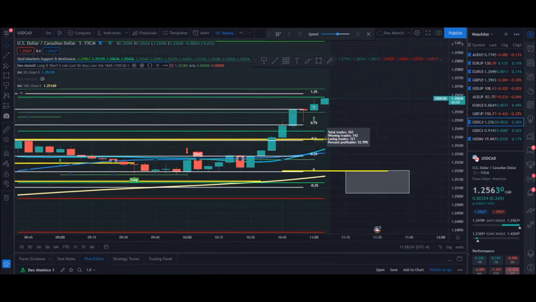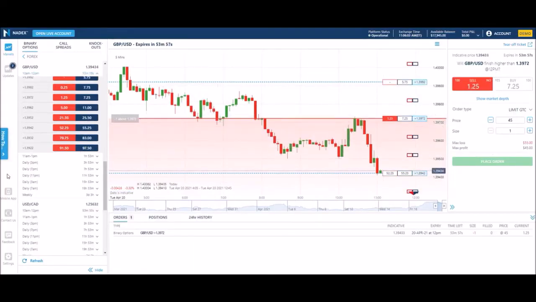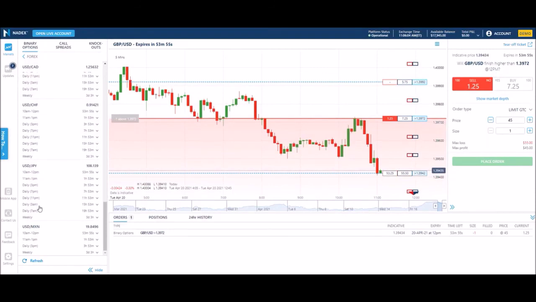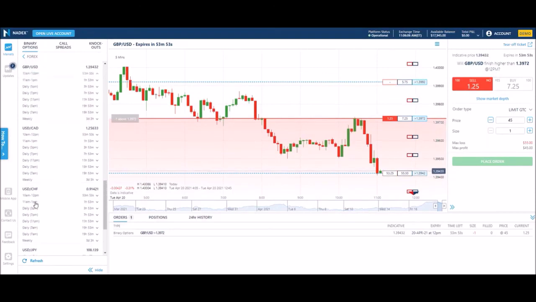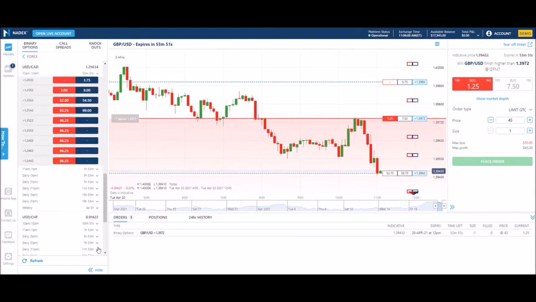But again, 20 pips difference between those two levels, and then you go to the USD CAD, and what is the statement spread? 20 pips. Got it? So, all right. I think that's it.